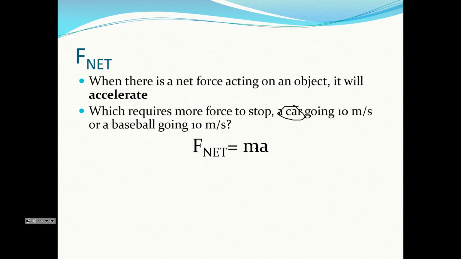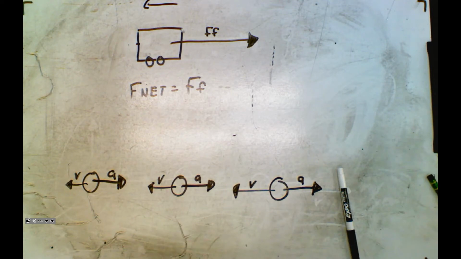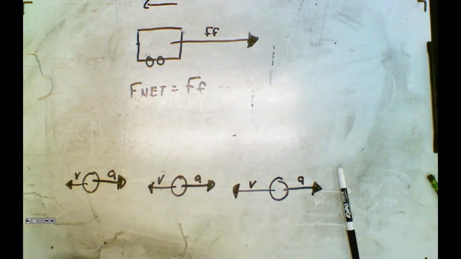So Fnet equals ma is one of the most important formulas that we do all year. And I can add vector arrows to it because forces are vectors. So mass isn't a vector, but acceleration is a vector. So what that means is whatever direction our net force is also the direction that our acceleration is, which we kind of did in those vector diagrams before, right? So Fnet is our net force, which is the sum of all our forces. m is our mass, and a is our acceleration. Okay, and you can find this formula on your formula sheet. It's just the very first one. Fnet is equal to ma, right there, under forces and fields.